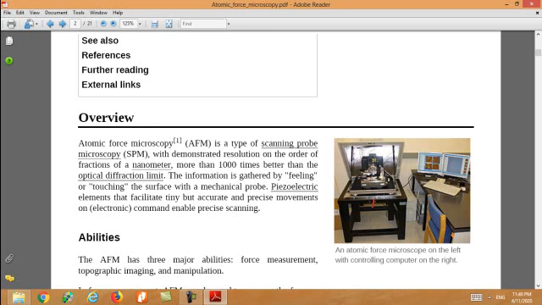The information is gathered by feeling or touching the surface with a mechanical probe in both types of microscopy. These techniques use a piezoelectric element that facilitates tiny but accurate and precise movement on command, enabling precise scanning. A piezoelectric material changes its electrical signal with reference to the force applied or the change in heat transfer.